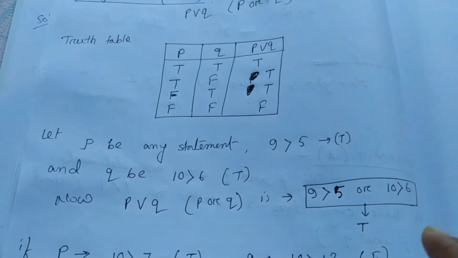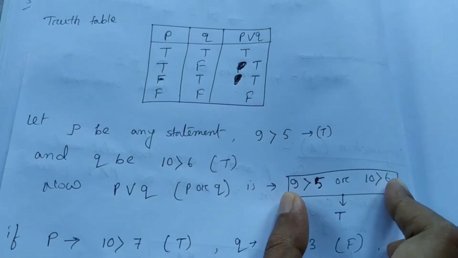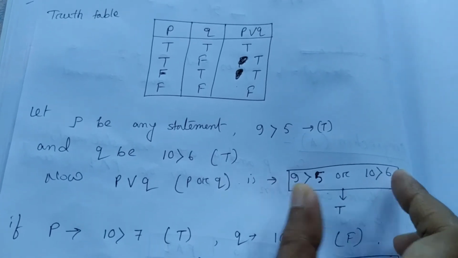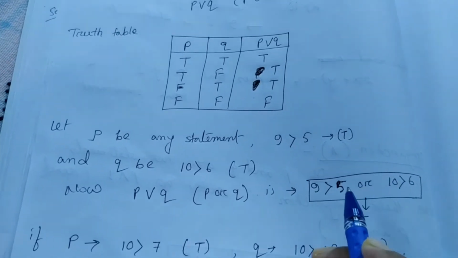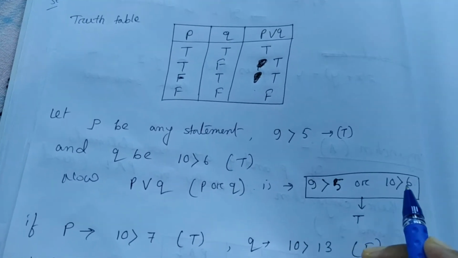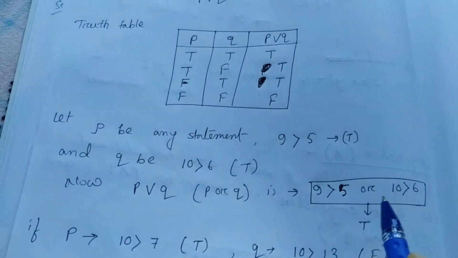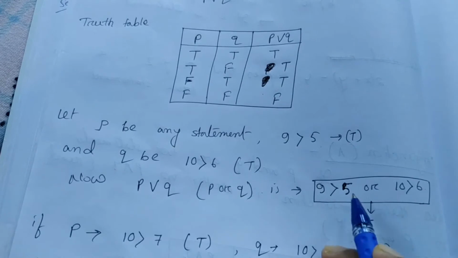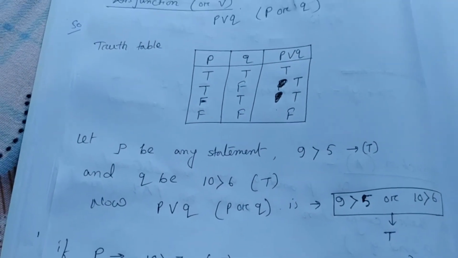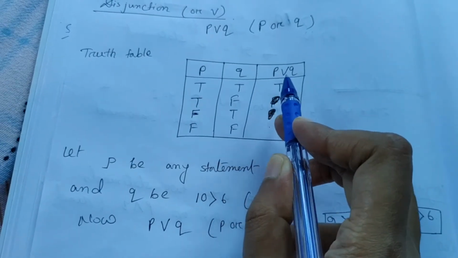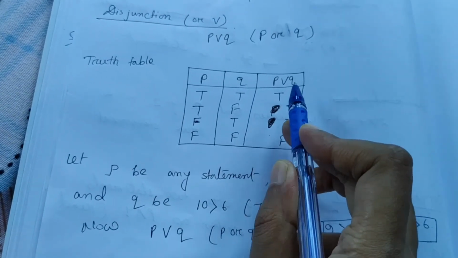So I have combined these two statements using the word or. So if I take either one, if I take this one, it will be 9 greater than 5, which is true, and 10 greater than 6 is also true. So the whole statement will be a true statement. So I have written, if P is true, Q is true, then P disjunction, or P or Q, is true.